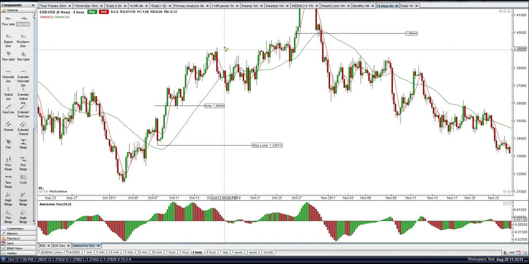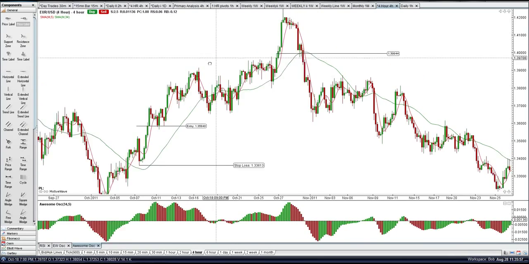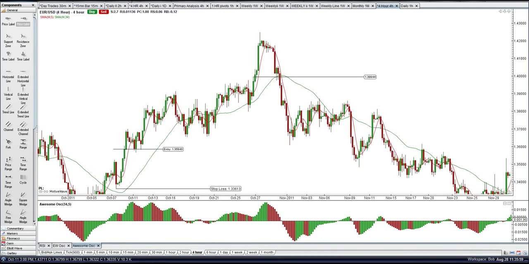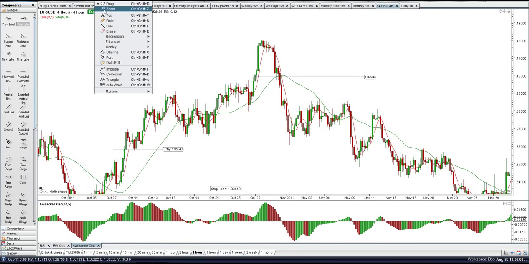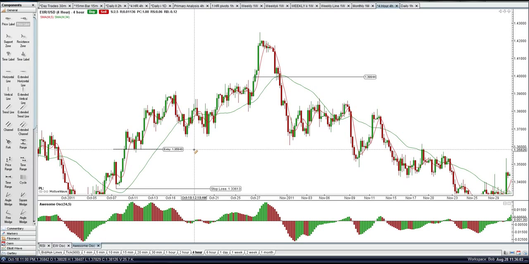Then if you decide to let it run, depending on how long you want to hold, you could actually get out there. There's 650 pips up there.